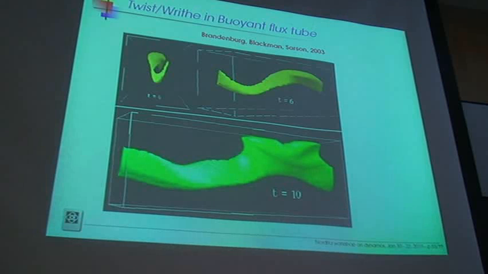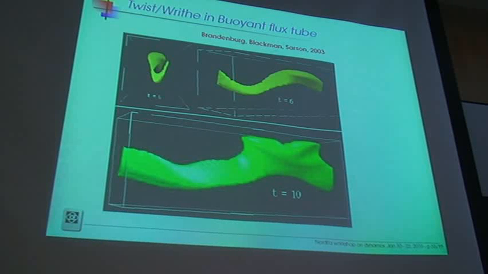These are now more real than the hose pipe, because these are simulations by Axel. This is from a paper by Axel Brandenburg, Schlackman, and Sarsen. I was trying to get the other picture which Axel had, but it didn't have the corresponding plots which I want to show in the next slide.